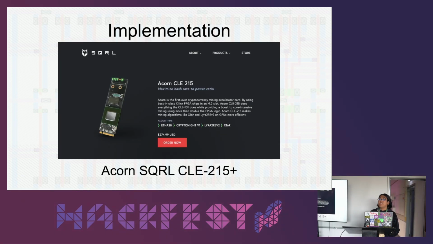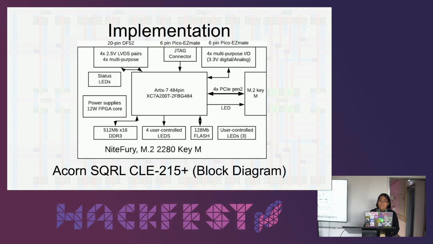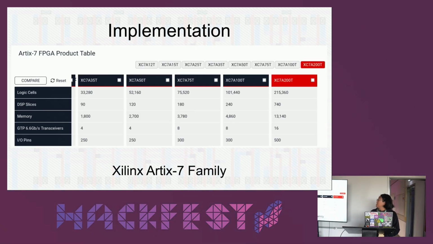So as I said, we're going to use the CLE 215 repurposed crypto miner for this. And this is what it has: an Artix 7 FPGA, a bunch of flash, DDR3 memory, LEDs, that sort of stuff. And this specific FPGA is basically the highest-end FPGA in the Artix 7 family.